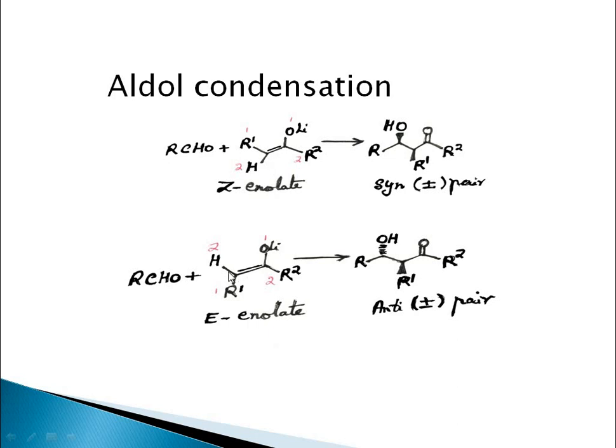Now you can see these two new centers have been generated. Hence, with 2 chiral centers, 2 to the power of 2 gives us 4 stereoisomers. This is the syn plus-minus pair. This is the anti plus-minus pair. Plus-minus indicates R,S, shown by the optical rotation. So this is one racemic pair, and this is another pair. This is the aldol condensation which is taking place.